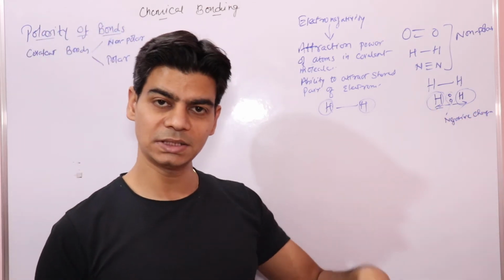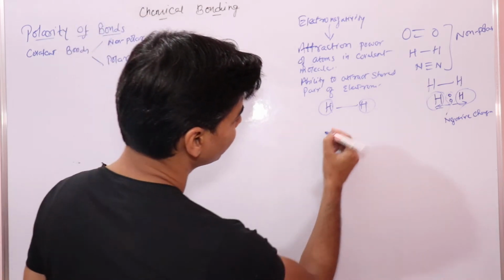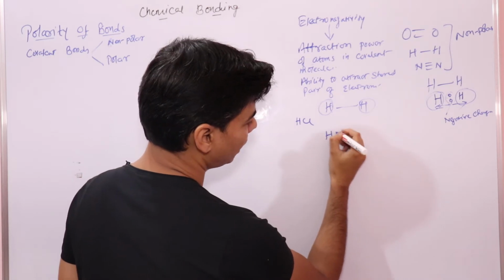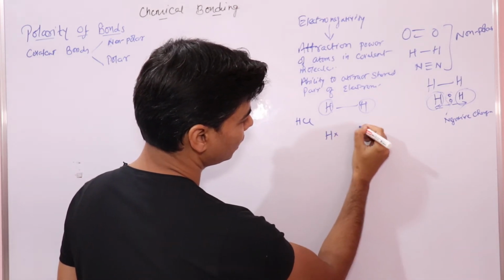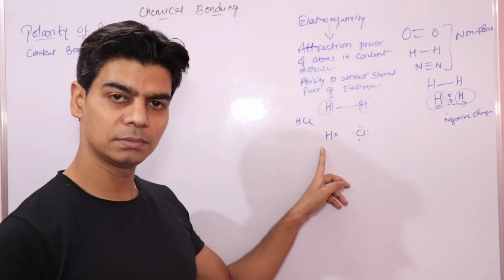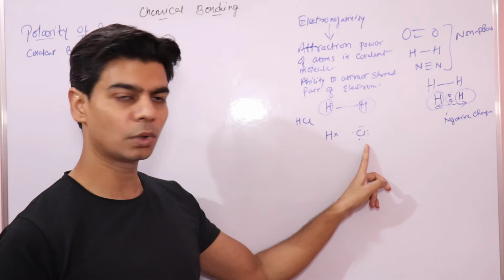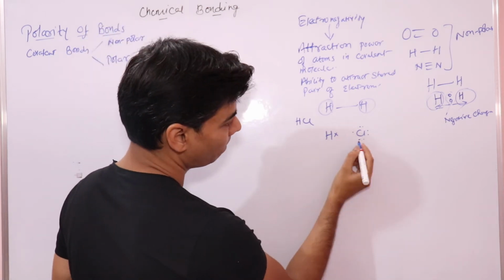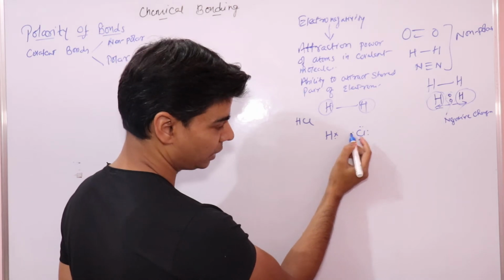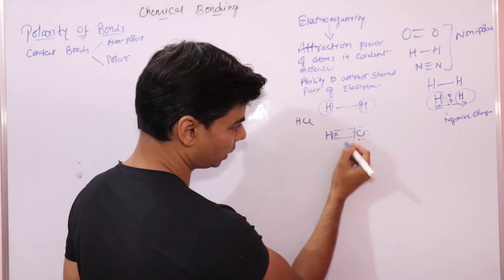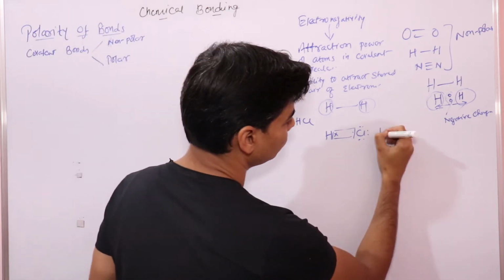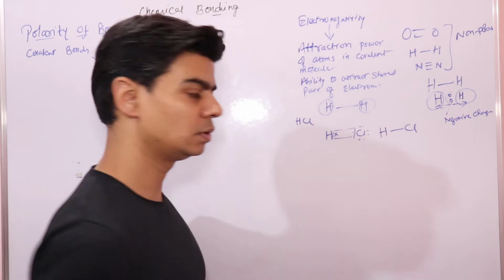Now let's take an example of some other molecule. Let's take the example of HCl. Hydrogen atom has one electron, chlorine has 7 electrons. Hydrogen wants to complete 2 electrons. Chlorine wants 8 electrons. So chlorine will share its 1 electron and hydrogen will share its 1 electron. So there is one shared pair. Now this shared pair belongs to both the atoms, right? So this is how we will draw the molecule, right?